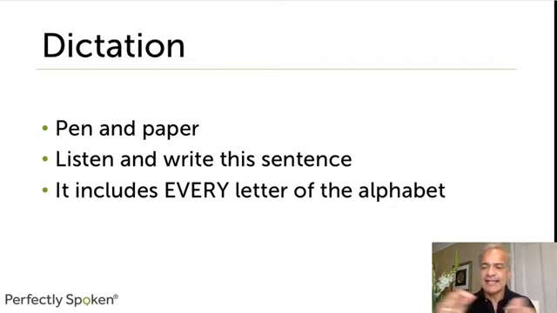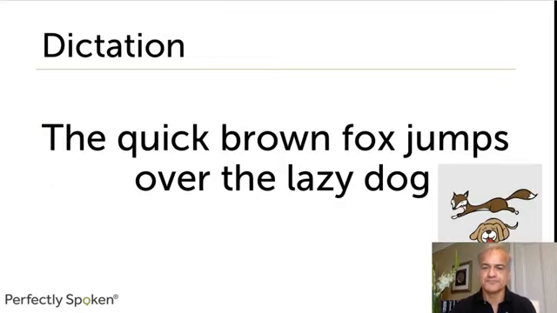So that one sentence has all the letters, the 26 letters of the alphabet. Let's have a look. The quick brown fox jumps over the lazy dog. And there's the fox jumping over the dog. Okay, next.